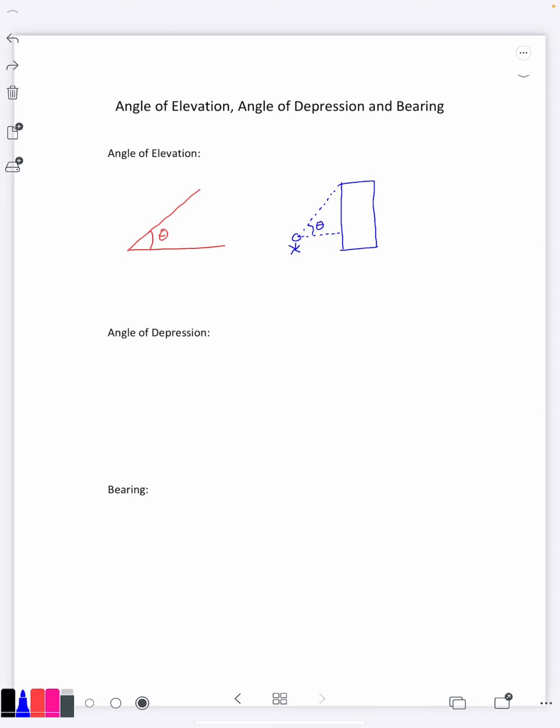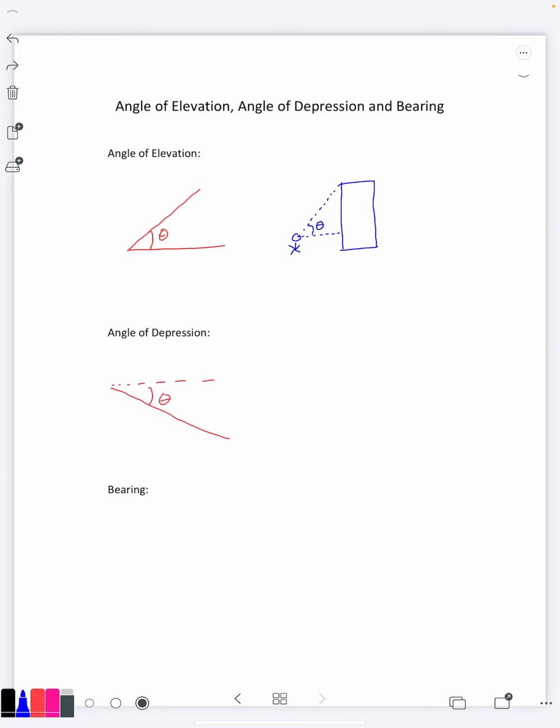The angle of depression is very similar. You're looking straight out, but this time you go downwards, essentially like a negative angle, and that angle would be the angle of depression.